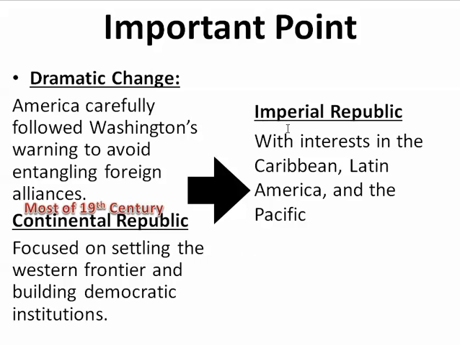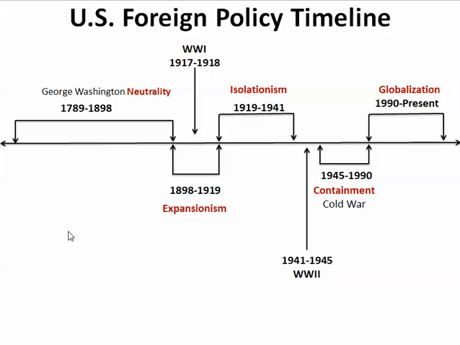But we changed to become an imperial republic with interests in the Caribbean and Latin America and in the Pacific, with all those lands in Puerto Rico, the Philippines, Guam, Hawaii. And we see here, as we're going to reference in the future, that our U.S. foreign policy is going to change. From 1789 to 1898, we followed neutrality under George Washington's warnings. But from 1898 to 1919 and during World War I, we become this expansionist nation.